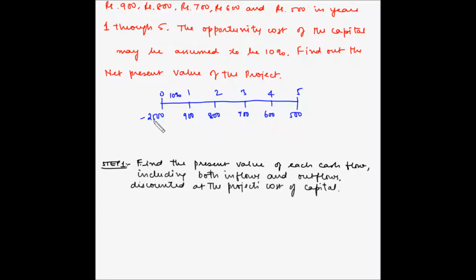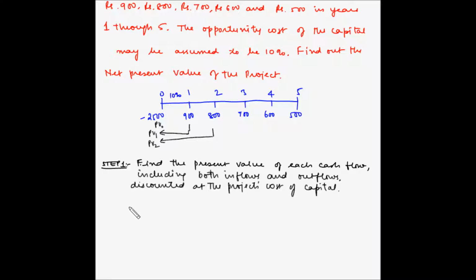So let's say the present value of the initial investment, which is 2500, is PV0. Let's say the present value of the cash inflow at the end of first year is PV1. Similarly, for the cash inflow at the end of second year, the present value will be PV2 and so on.